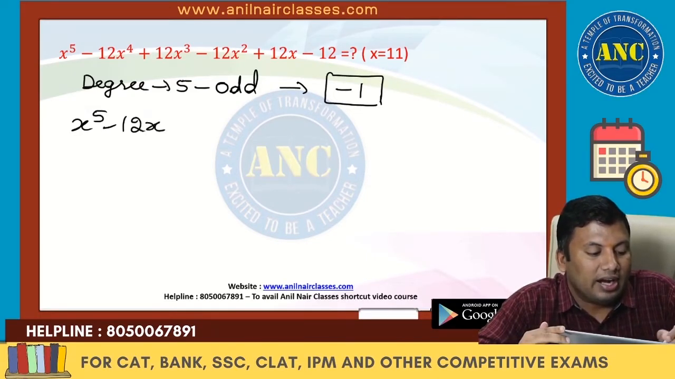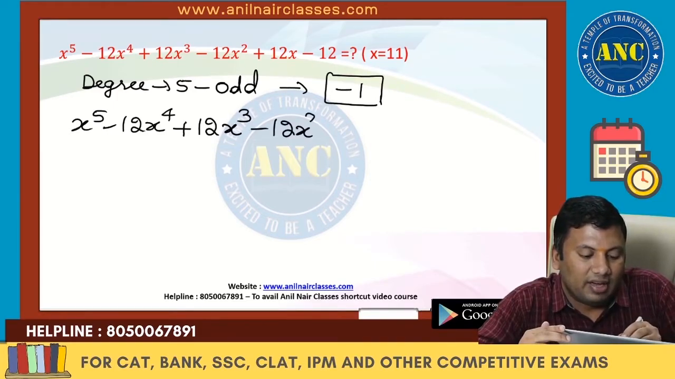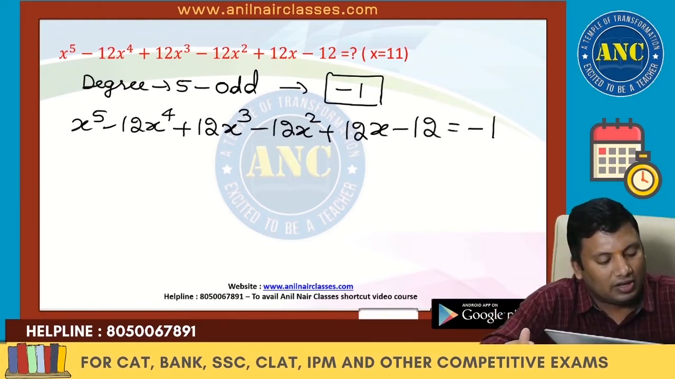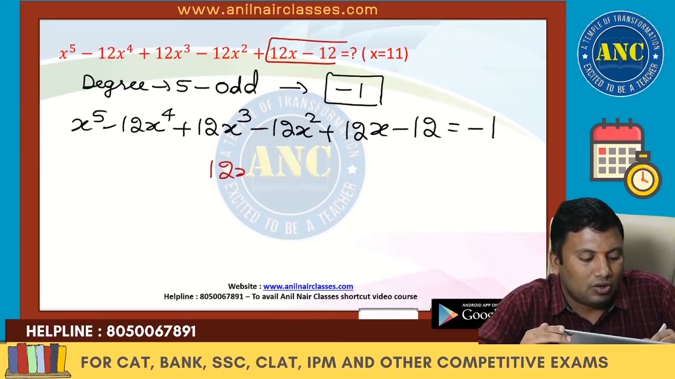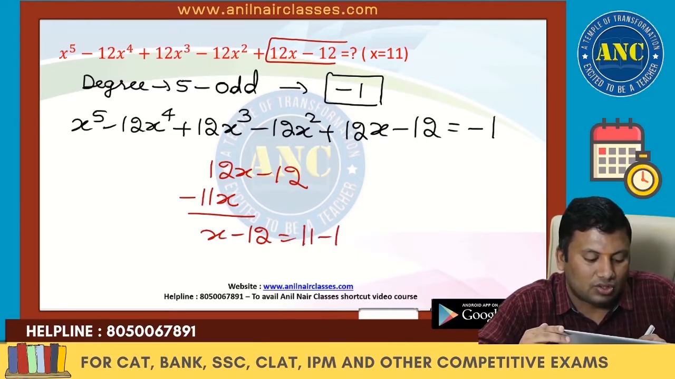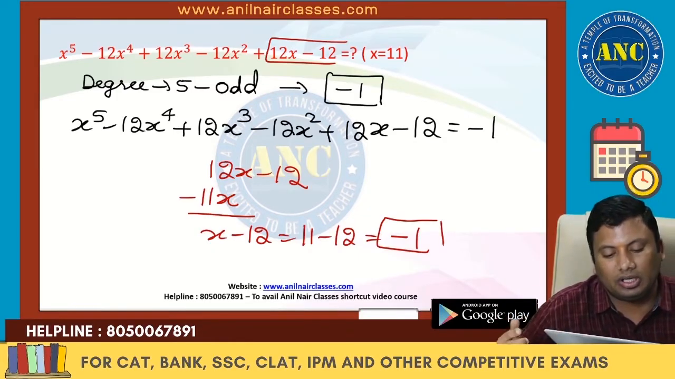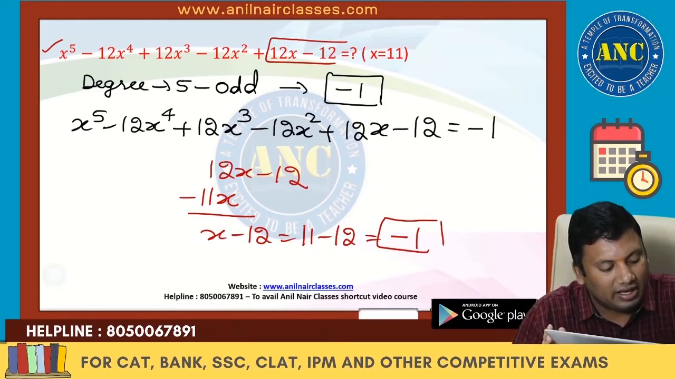Why? Because the degree is 5, the degrees are decreasing by 1, and the sign changes are happening in a synchronized way: minus 12x square plus 12x minus 12. It is nothing but -1. You want to check it with the previous method? Take the last two terms, 12x minus 12. If it is plus 12x, do minus 11x, which gives x minus 12. 11 minus 12 is -1. You don't need to take the last two terms. Directly, if the degree is odd and it is a complete equation, I will get -1.